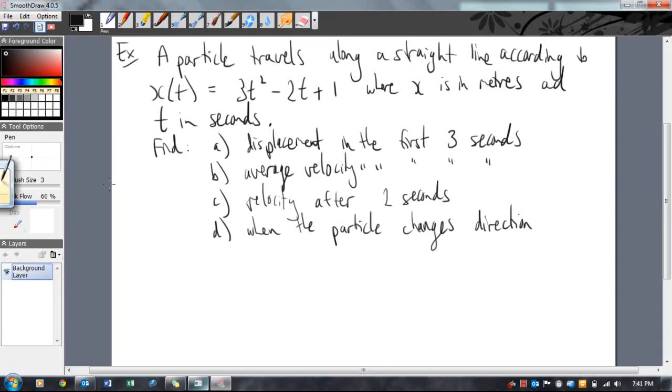Welcome back. I'm just going to do some examples of just the introduction to kinematics. So here we go. Here's an example. A particle travels along a straight line. So a straight line because it's rectilinear motion.